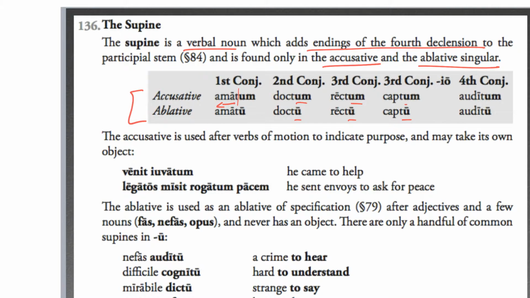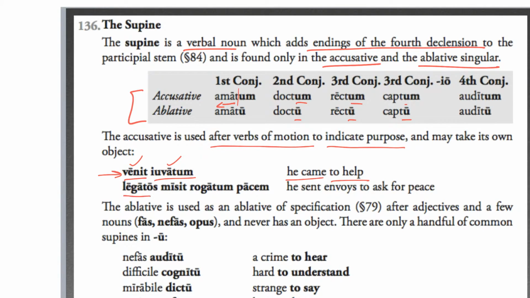So, stay with me here. After verbs of motion, the accusative will indicate purpose. It's a little bit easier to see when you see it, as opposed to when you hear the title of it. So in other words, when it is a verb of motion, auxilatum is our accusative supine. So he came to help.